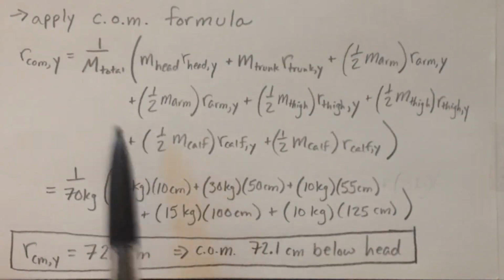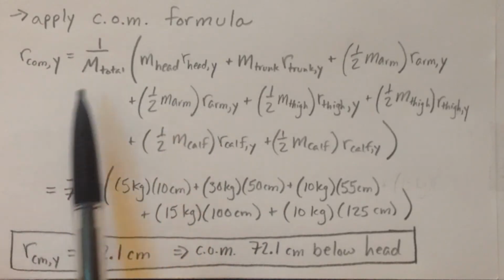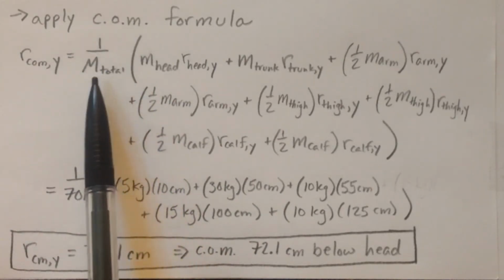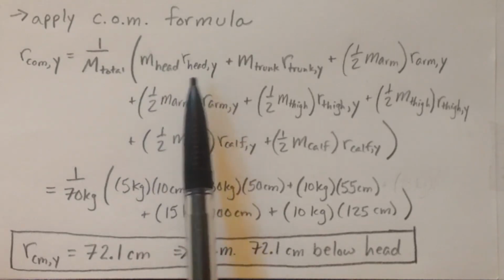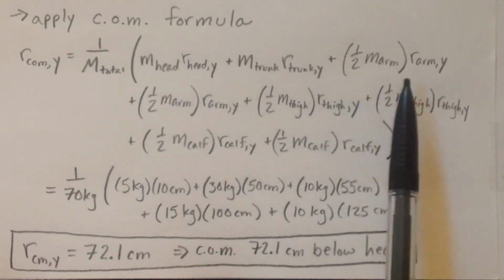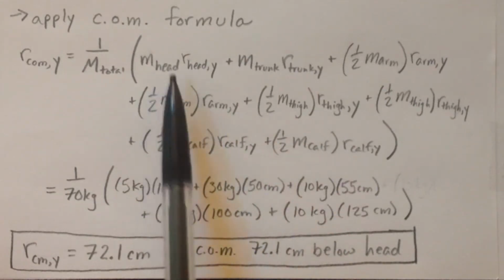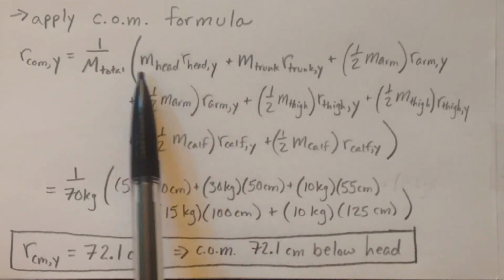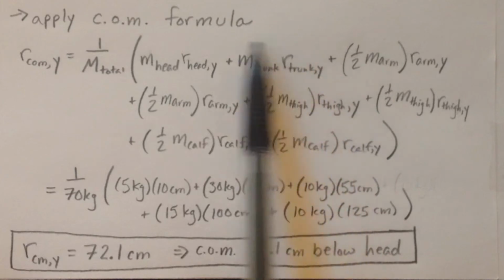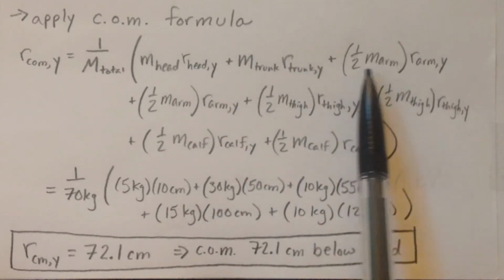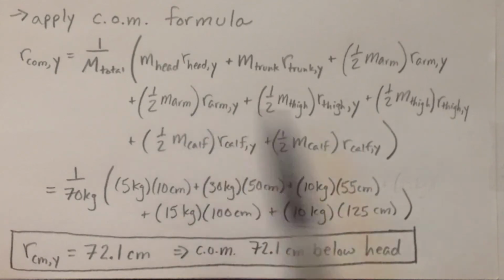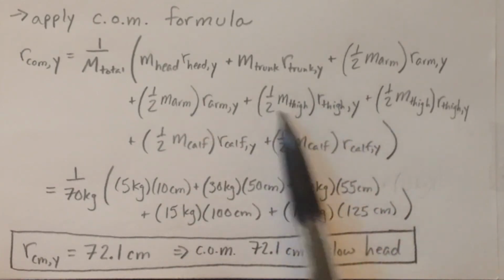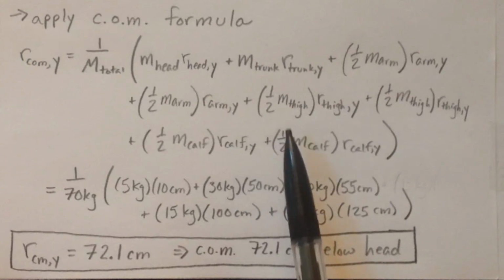To finish the problem, we apply the center of mass formula, which is 1 over the total mass of the system times the mass and the position of each individual part. So, in this expression, I have m_r for the head, m_r for the trunk, 1/2 m for one arm, 1/2 m for the second arm, and similarly for the 2 thighs and the 2 calves.